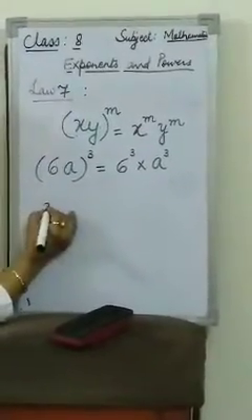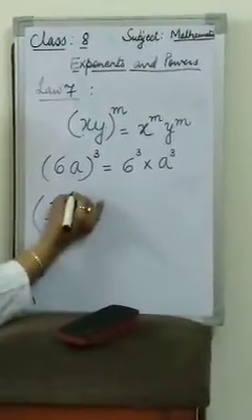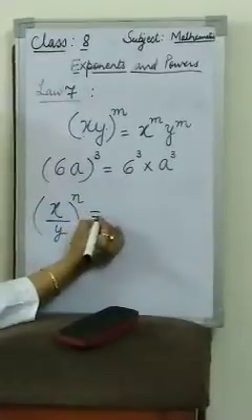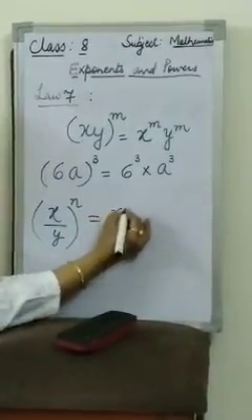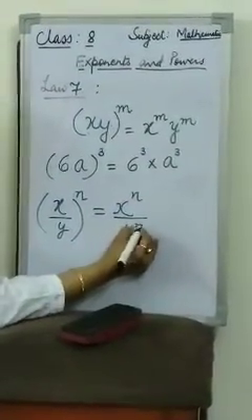If we have x by y, the whole to the power n, what does it mean? This means x also has power n and y also has power n.